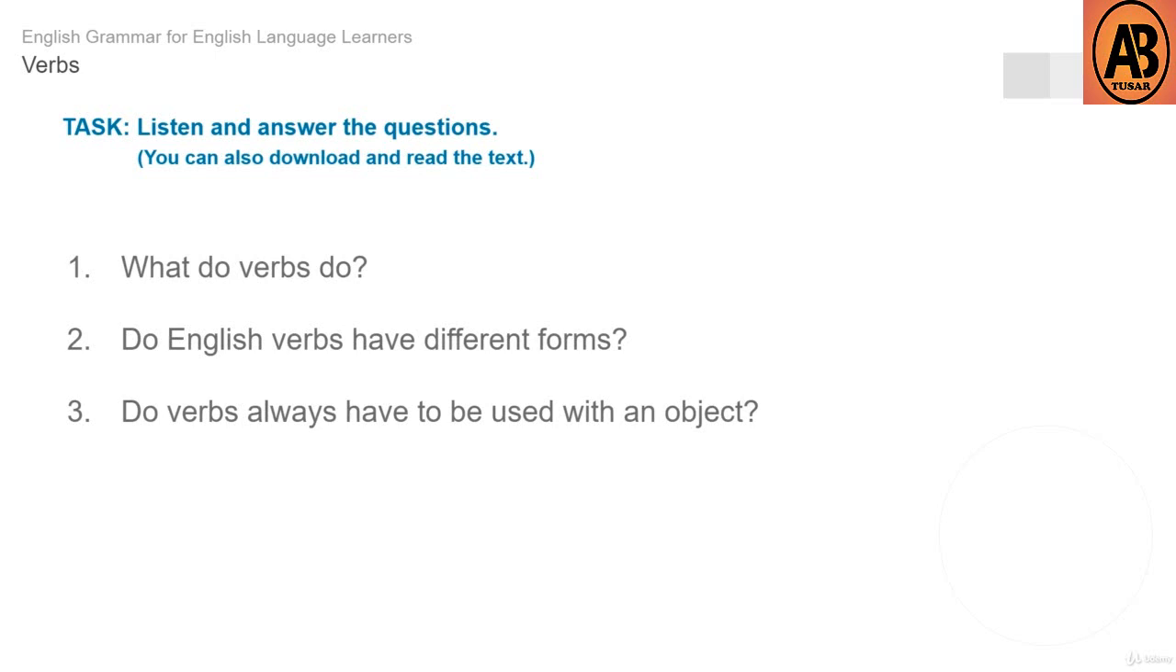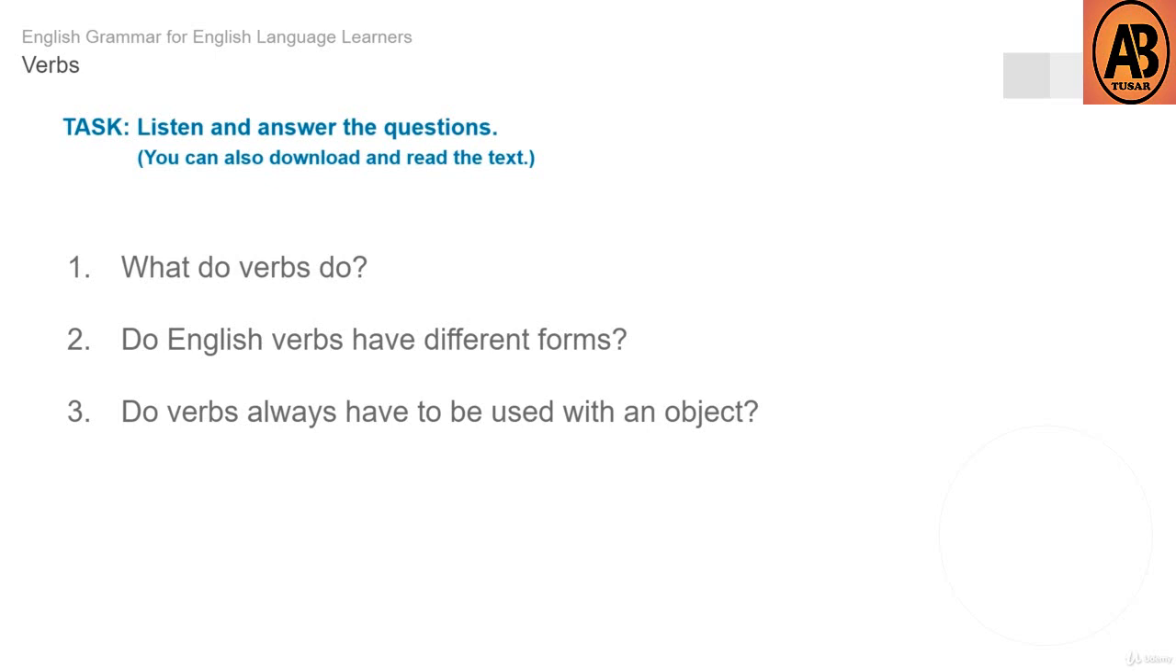A verb is one of the main parts of the English language. Almost every clause and sentence contains a verb. Verbs express activity. English verbs do have different forms, and verbs can be used with or without an object.